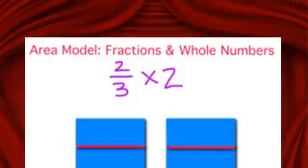Step 2 is to divide each of the whole numbers or rectangles up using the denominator of the fraction, in this case 3. You can see that I have divided each of these rectangles into thirds. Finally, I have noted that the numerator of the fraction is 2, so in each of these rectangles I am going to shade in 2 of the thirds.